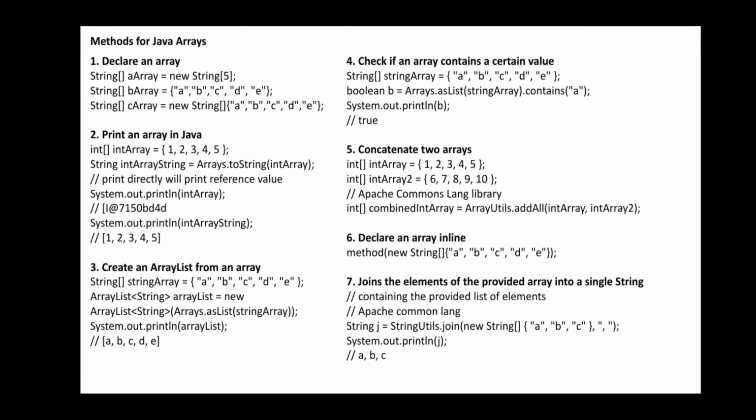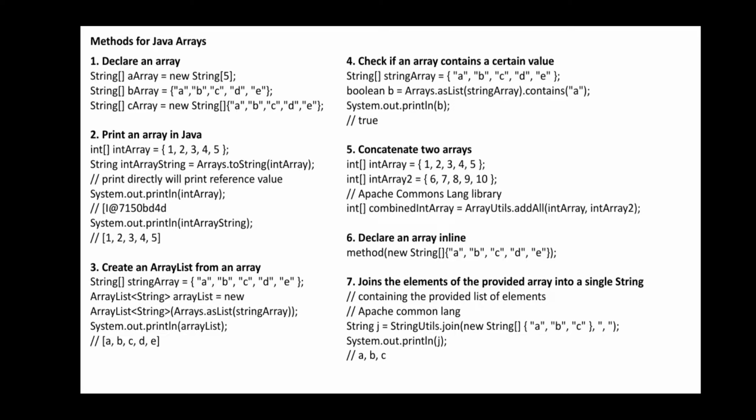Then we shall go for the different set of methods we will be using with Java arrays. First one, declaration. Then you are going to have printing the array, which we have already seen. Then you are going to have the creation of an array list from an array. One by one we shall see, with a simple example already given there itself.